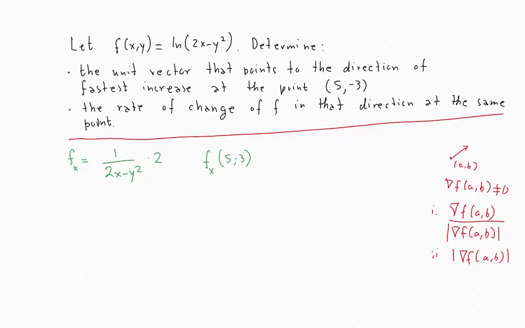And then let's find the derivative with respect to y. That is going to be again 1 over (2x - y²). This time we have to multiply by the derivative of 2x - y² with respect to y, which is -2y. So that will give us that f sub y at (5, -3) is equal to 6. So this tells you that the gradient at (5, -3) is equal to (2, 6).